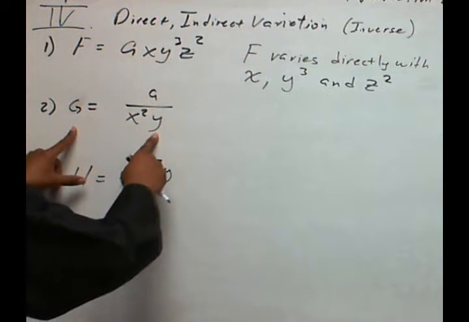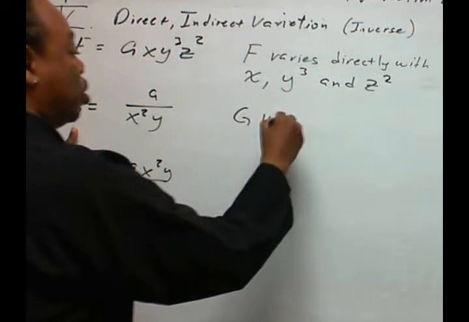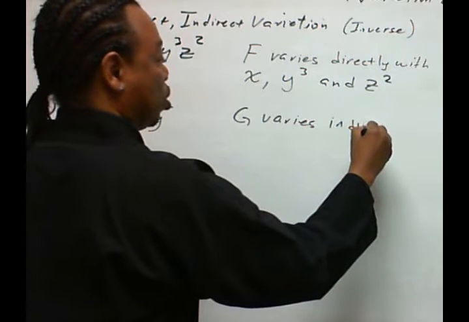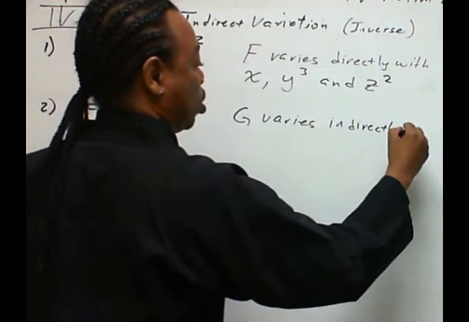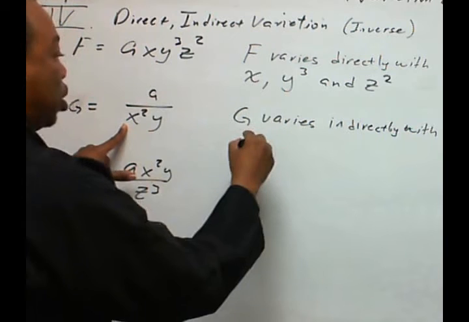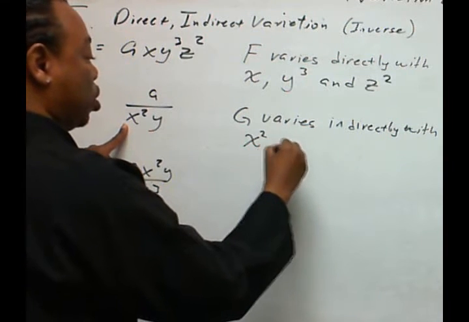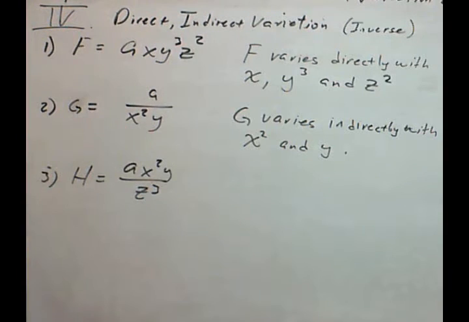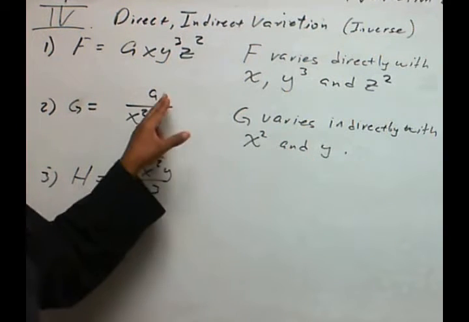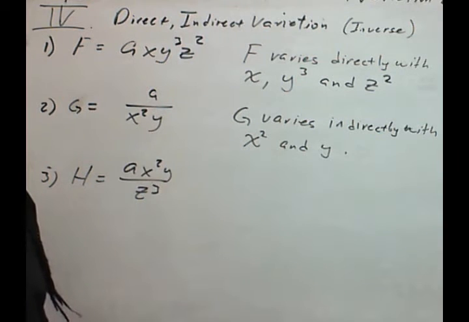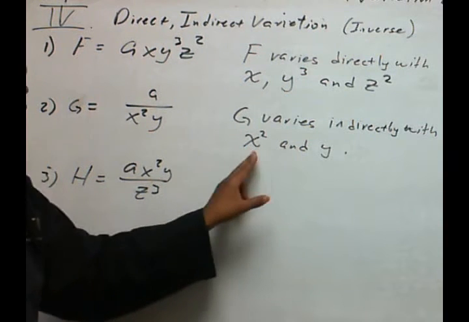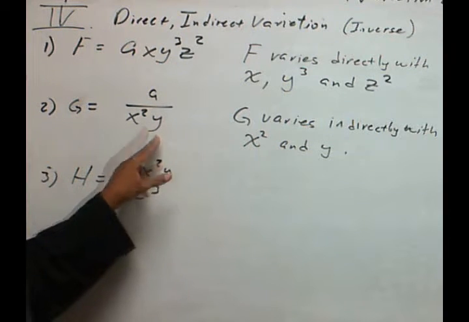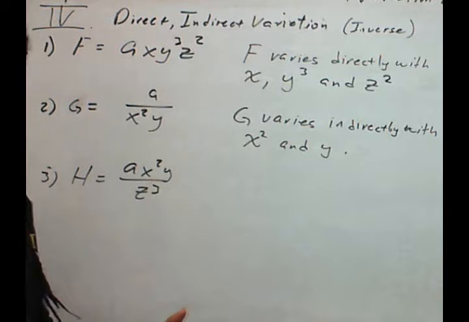Okay, the interpretation of this. G varies indirectly with X squared and Y. And again, you notice that this language right here never included a constant. So inversely implies that this is located in the denominator or being divided by.